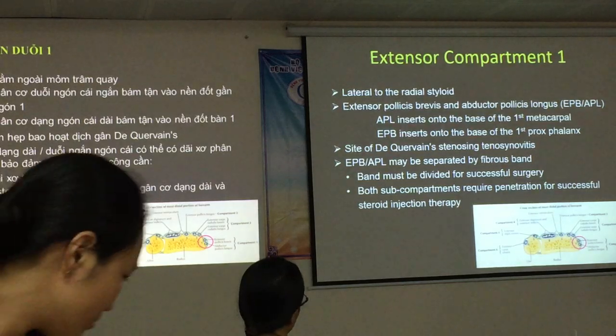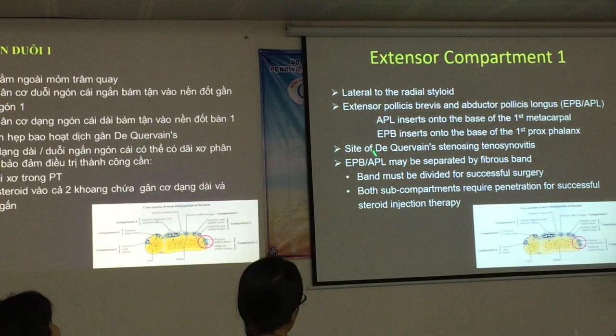And in Australia, we see a lot of de Quervain's tenosynovitis, so it's very important to understand the anatomy in this area.